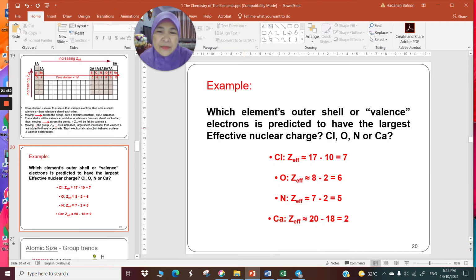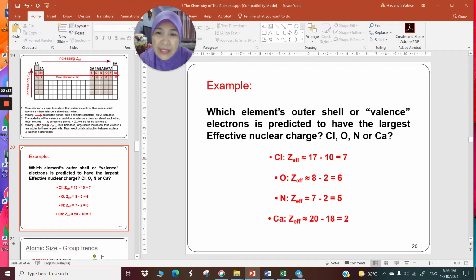For example, which element's outer shell or valence electron is predicted to have the largest effective nuclear charge? Is it chlorine, oxygen, nitrogen, or calcium? So the thing to do is for you to calculate.